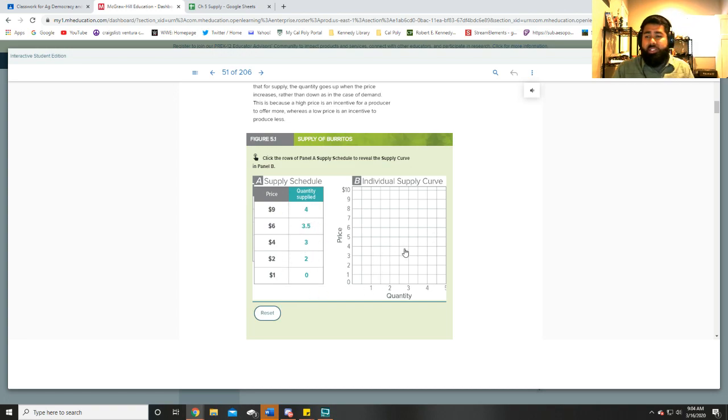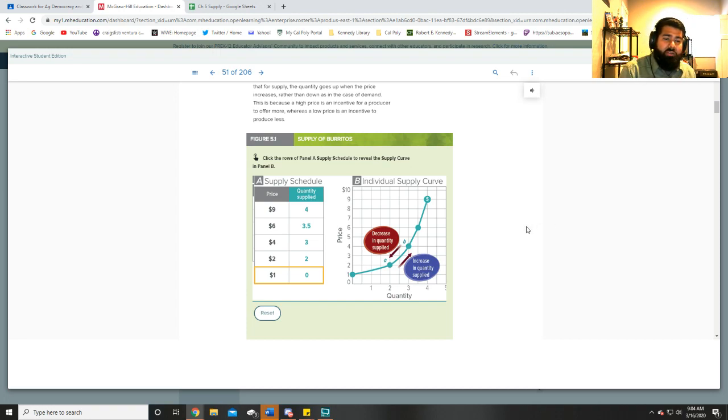On this textbook, you can interact with it, and you can see that at $9, the quantity supplied is 4. So for this individual product, if it was sold at $9, this supplier is like, I want to sell 4 of them. At least I'm going to do my best to do so. At $6, they'll be selling 3.5, at $4 maybe 3, at $2 they'll be selling 2, and at $1, nothing. If I'm going to be selling this cheap product, why would I sell any at all?